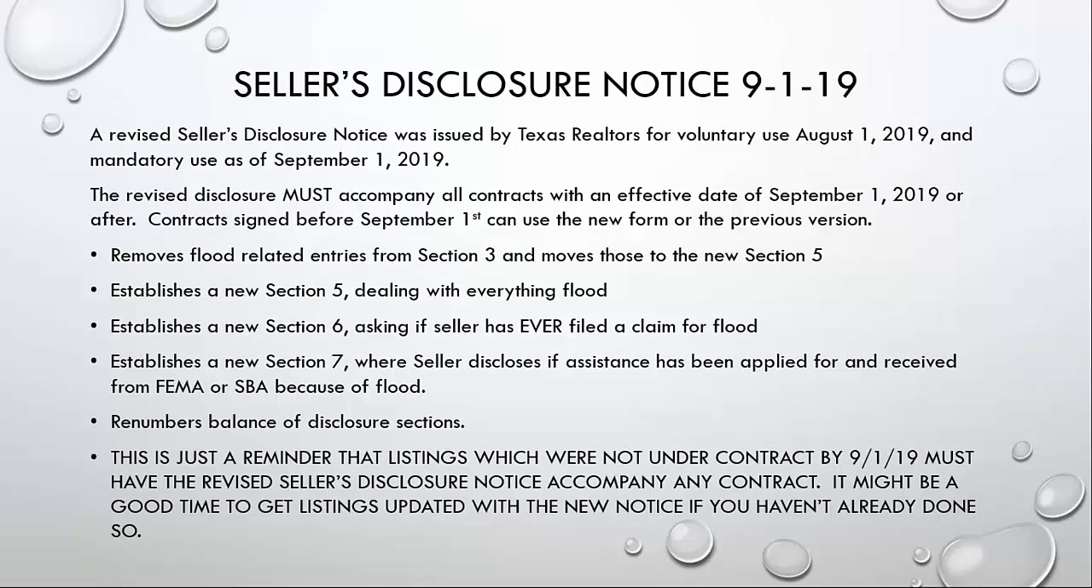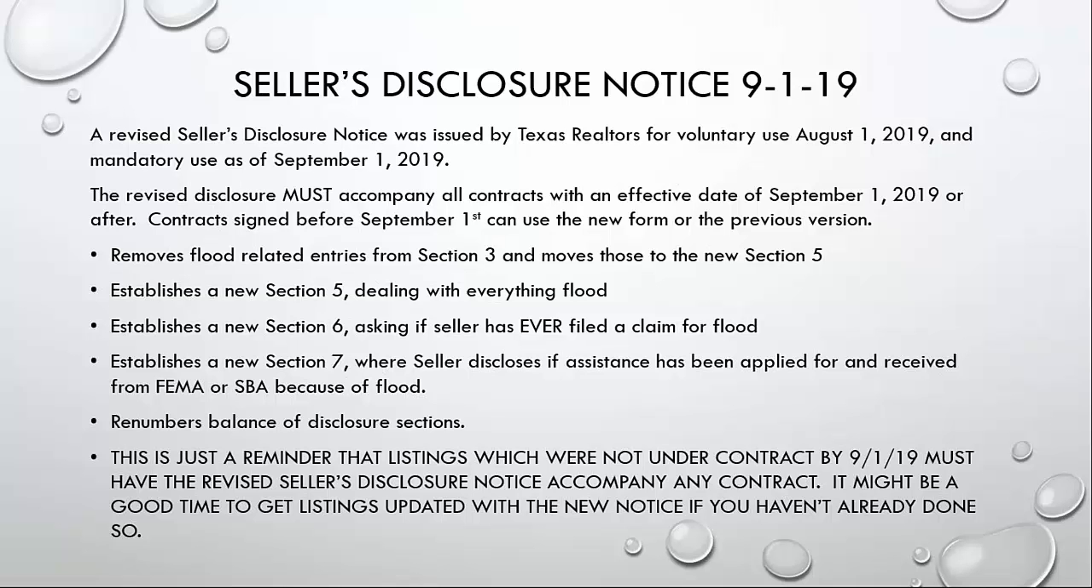And then SBA was kind of hanging around during the early months of Harvey, and they were issuing very low interest loans, like 1.75% loans for 30 years for people who either did not have flood insurance or who had inadequate flood insurance. And that also has to be disclosed. And then after that, the former paragraphs of the seller's disclosure notice get renumbered.